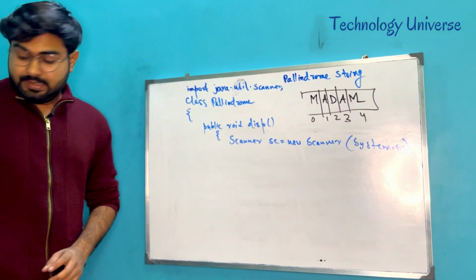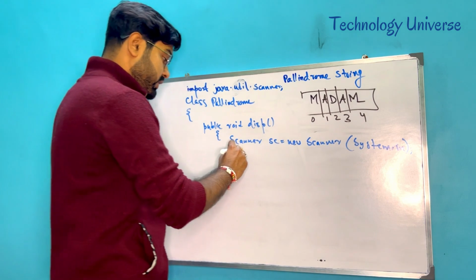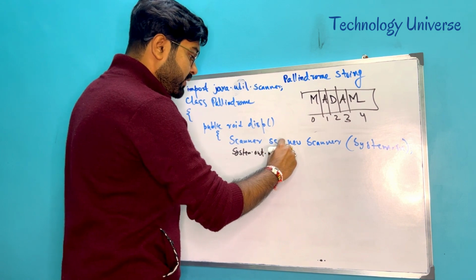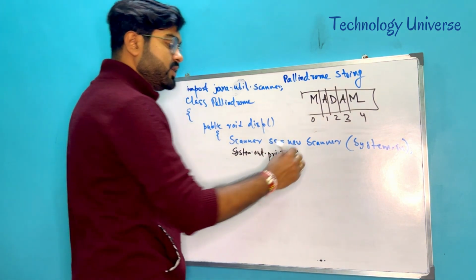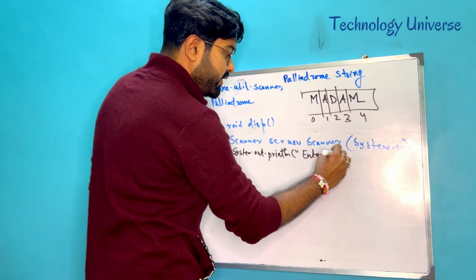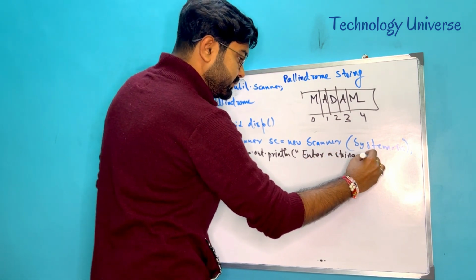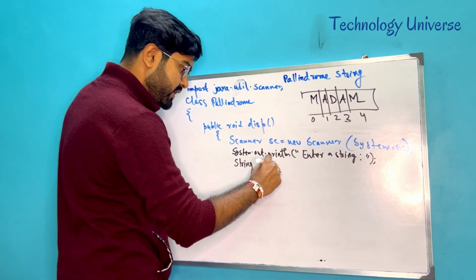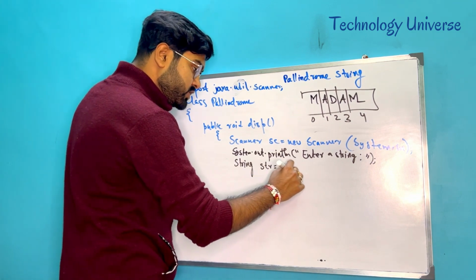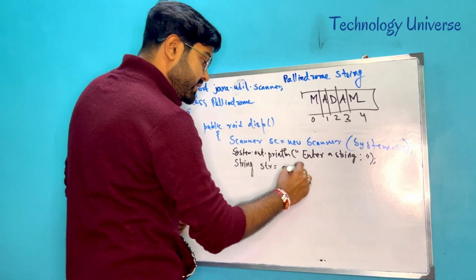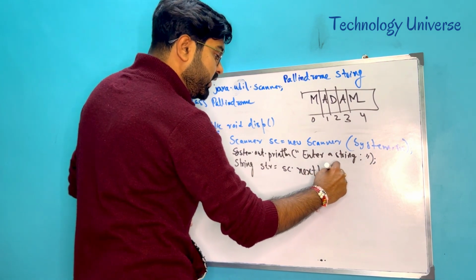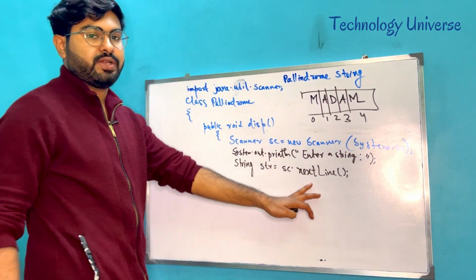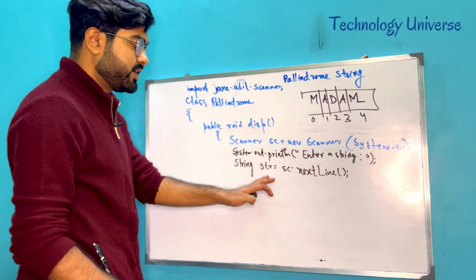Now we have to take the input. To the user we have to say: please enter the string or the word that you want to check whether it's a palindrome or not. So we give a prompt like "Enter a string". I have to store that inside a variable, that is str. The syntax to read a string with the help of the scanner class is sc.nextLine(). It reads the whole line from the command prompt and returns it as a string.